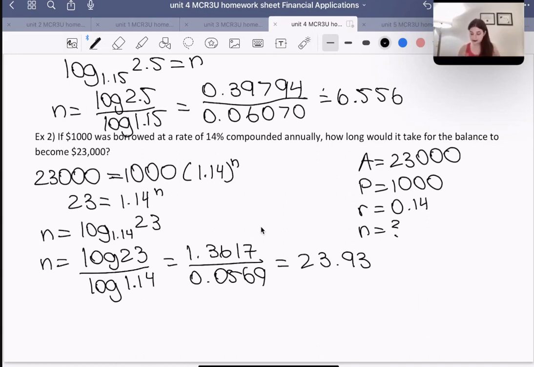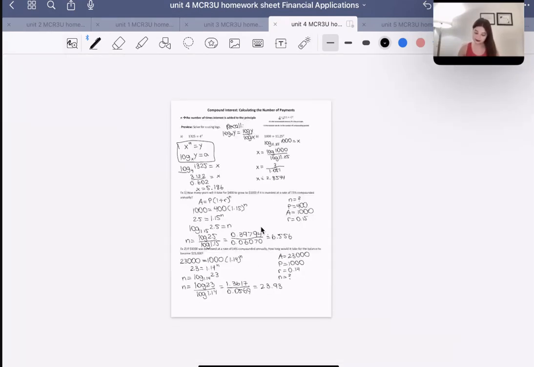All right, there we go. So that's going to be the answer. Therefore, it'll take 23.93 years. So if we want to round to the nearest year, it'll take 24 years for our $1,000 balance to finally become $23,000. So it's going to take a very long time to get there because that's quite a large balance, especially considering that we only started by borrowing $1,000. Very good. Very, very good. All right.